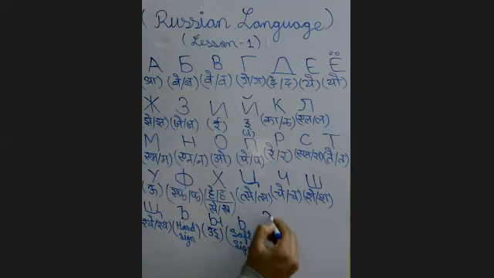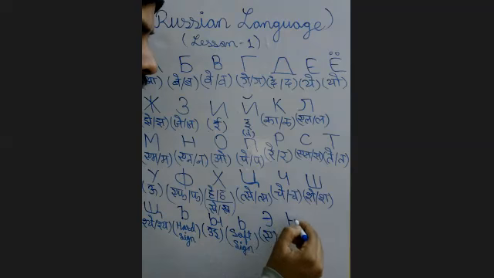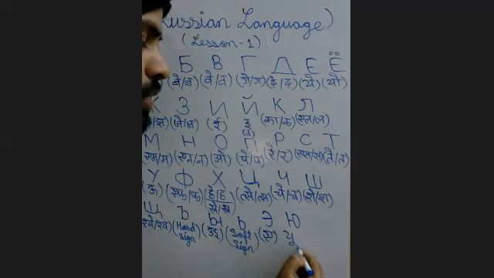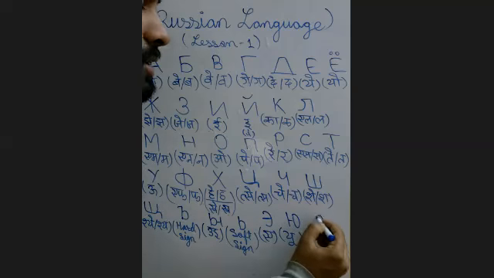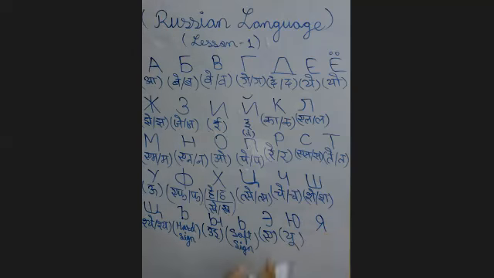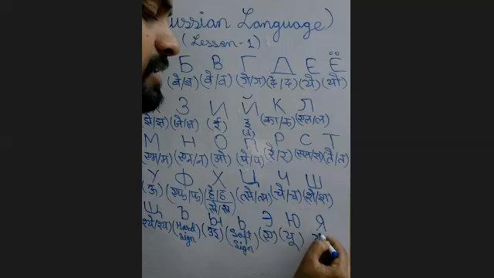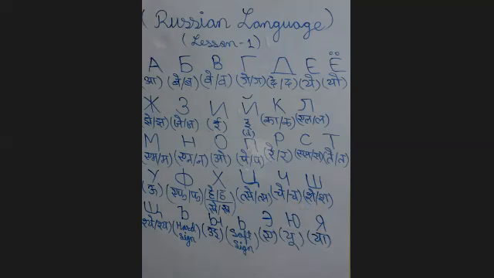Then we have the next letter, and this is like the e in English "bed." Then we have the next letter, and this letter sounds like yu, you. And the last letter that we have is the reversed r. It looks like an inverted image or reflection of r, and it sounds like ya. So these are a total of basically 33 letters in Russian.